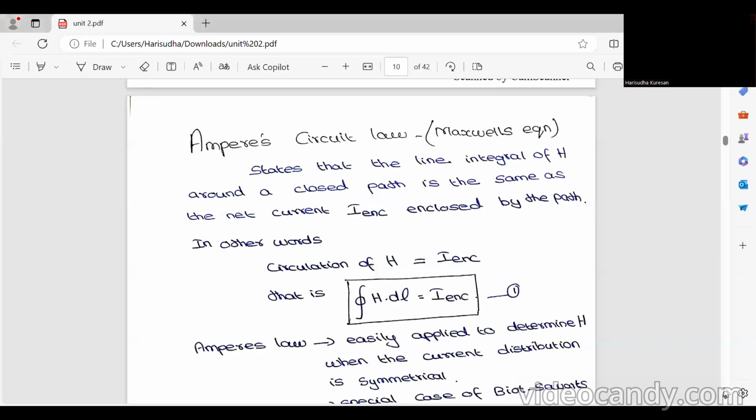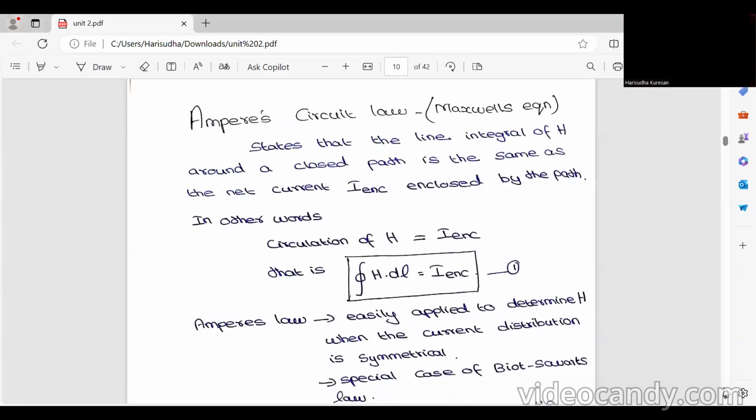Hello students. In this session we'll see about Ampere's circuit law. From Ampere's circuit law we can also derive Maxwell's third equation. First we'll see what Ampere's circuit law is.